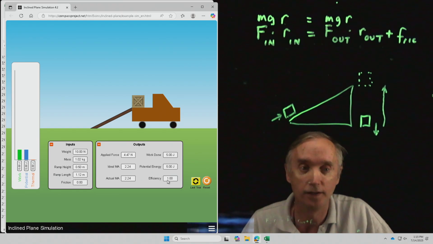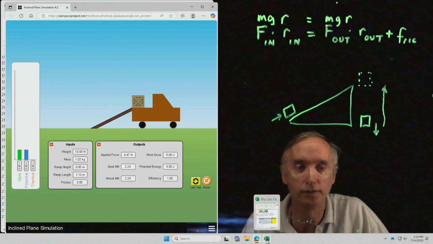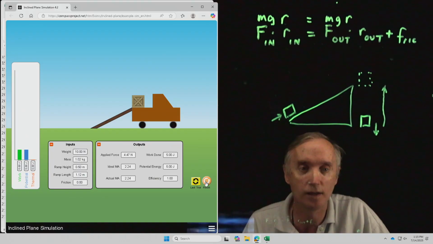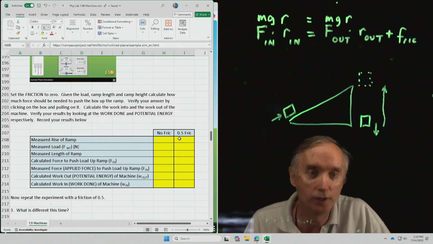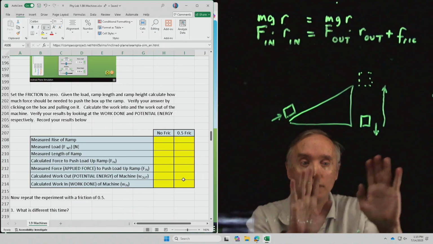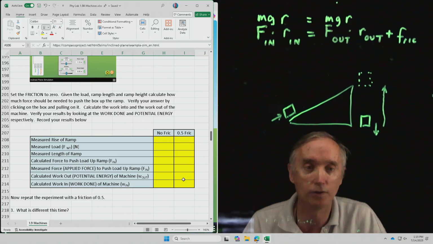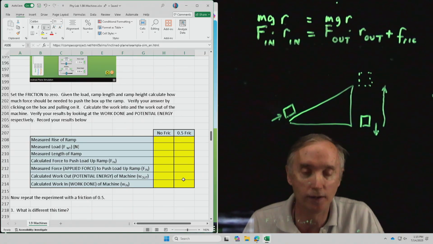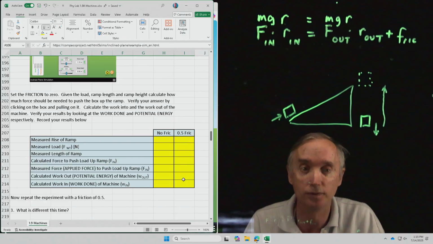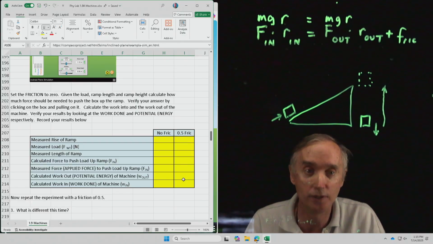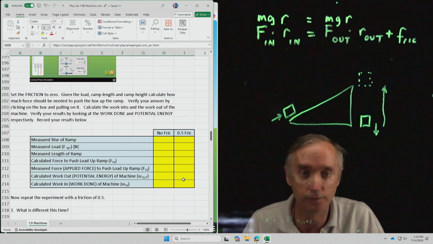0. Now I want you to redo it. So hit the reset button and redo your calculations, but now you're going to have 0.5 friction. And this time it's going to take more force in order to get it up the ramp, and it's going to take more energy to get it up the ramp because there's going to be friction involved.